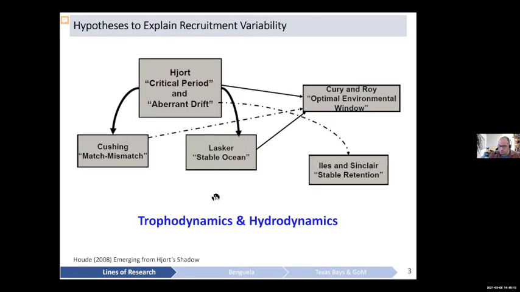So there's a couple of crucial overall theories related to recruitment success, and several of them focus on different aspects of trophodynamics and hydrodynamics: the critical period and the aberrant drift hypothesis of Johan Hjort, where it all began in 1914, 1920. And then there's others, like the one of Cushing, focusing on the availability of food and the mismatch of food and the presence of larvae at a certain age as well. And of course, if we talk about upwelling systems, Curry and Roy and Alaska, also the stable retention hypothesis that focuses more on the hydrodynamics, the optimal upwelling intensity and what comes with it.